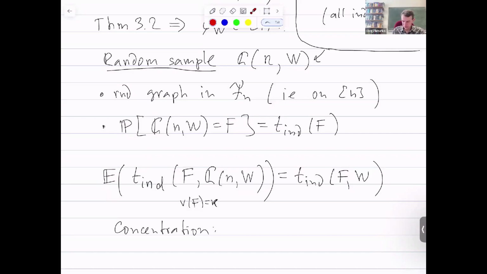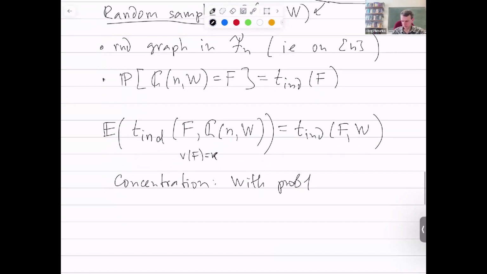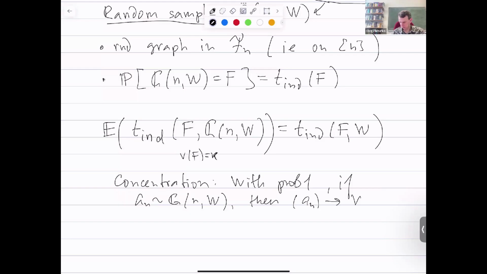So this implies that with probability 1, I won't give details, if you generate Gn with this random model independently, then the sequence Gn converges to W.